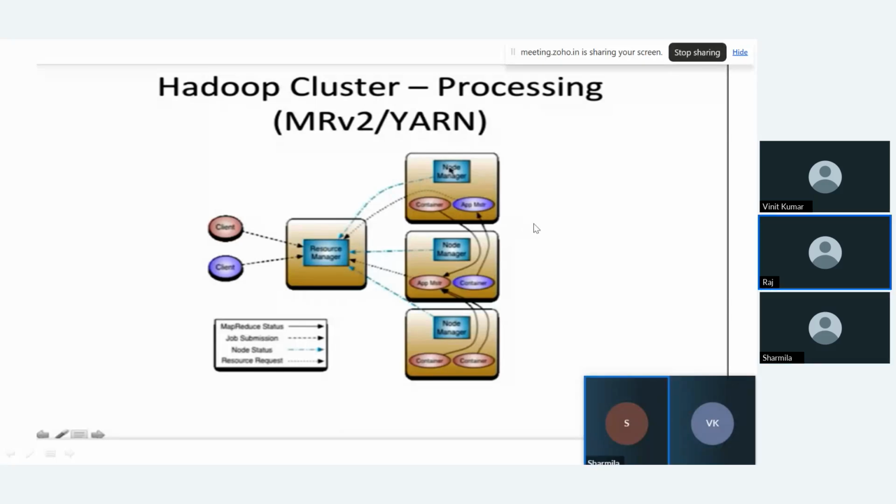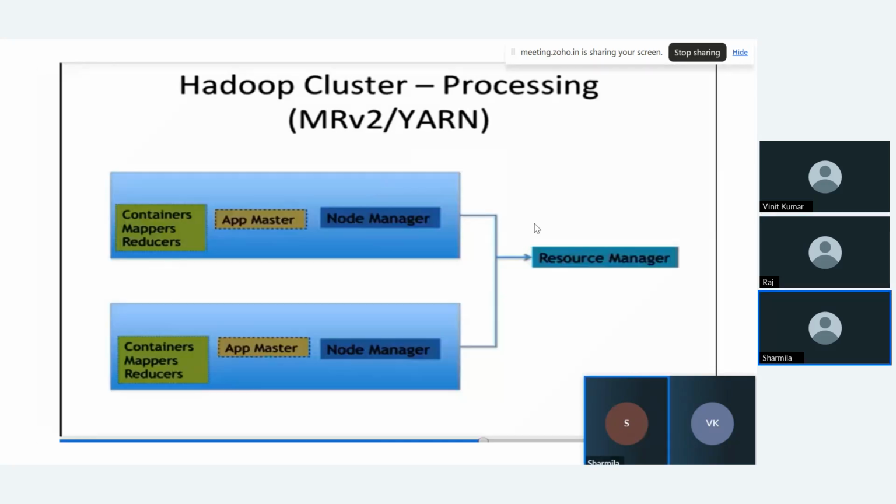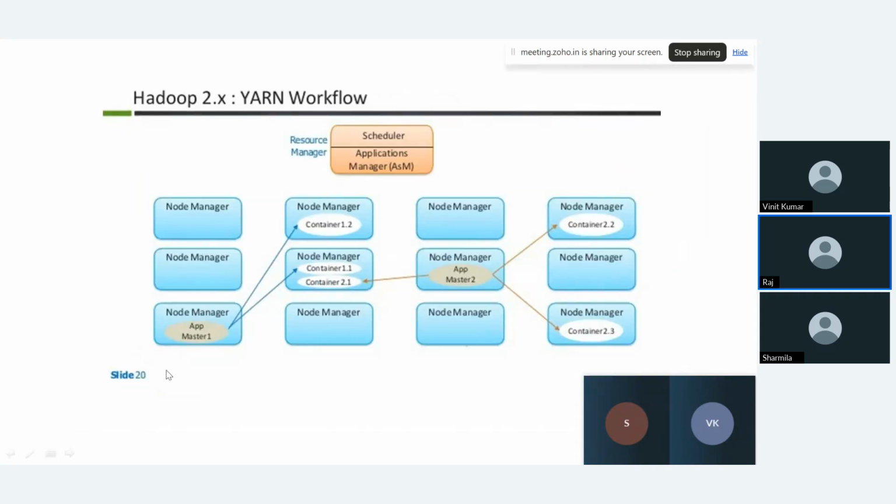But the concept is similar, because here also we have a master slave architecture, and in Spark also we have the same master slave architecture, right? So we have masters and we also have slaves. Resource manager to node manager to app master to containers in the form of MapReduce. We have already talked about this.